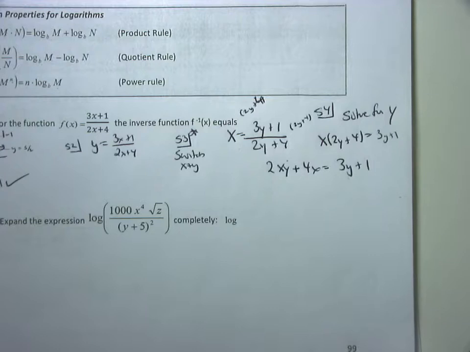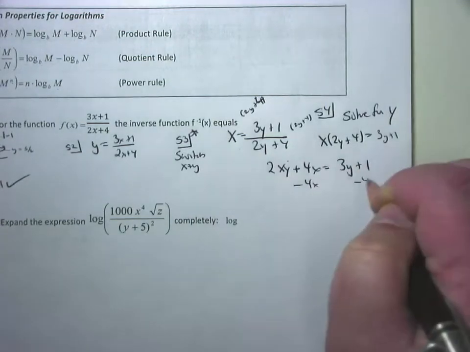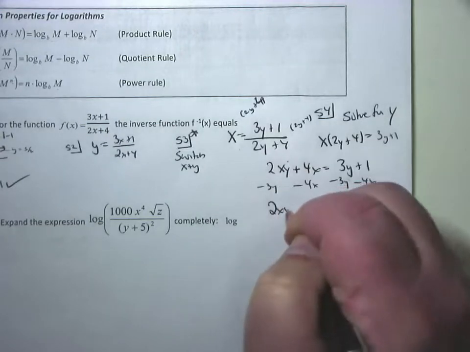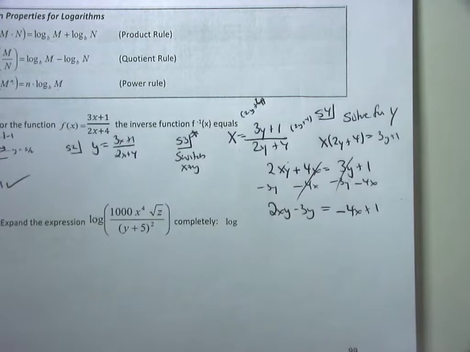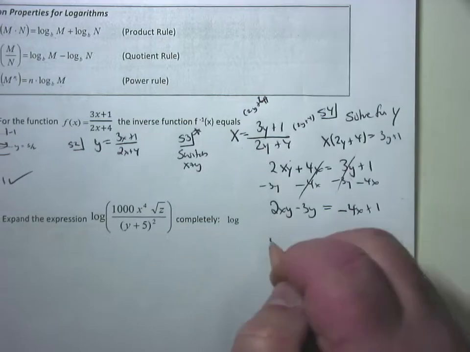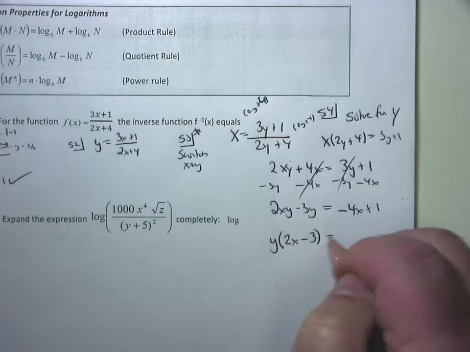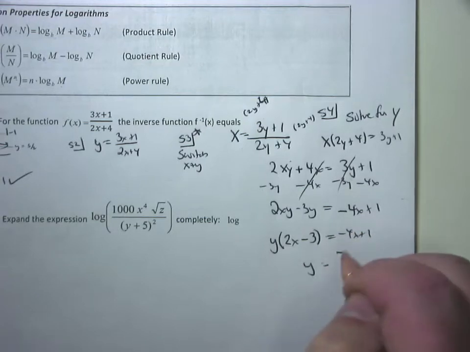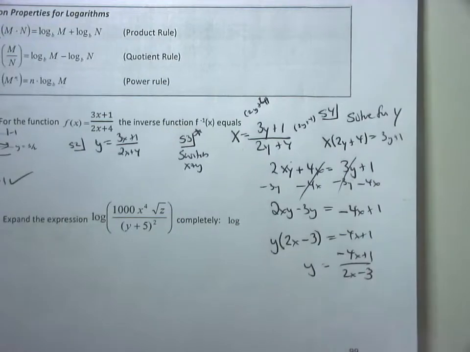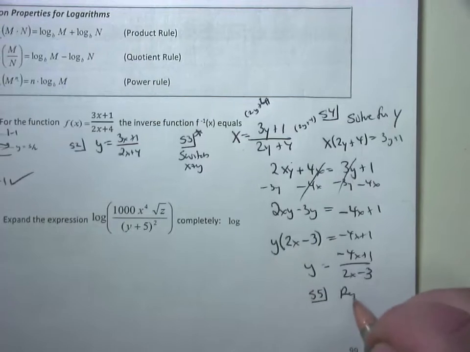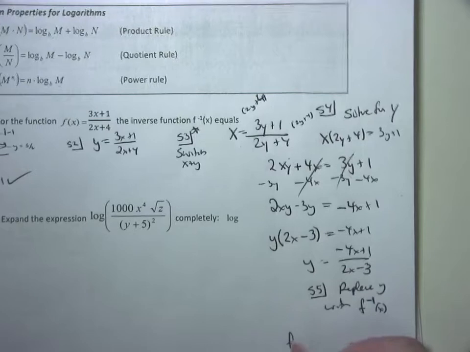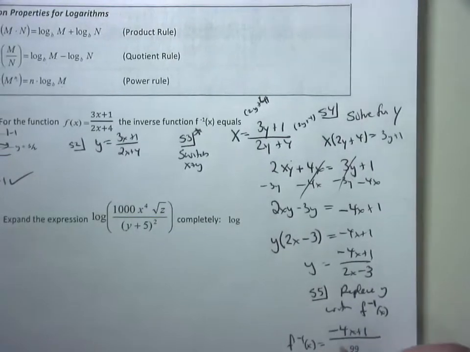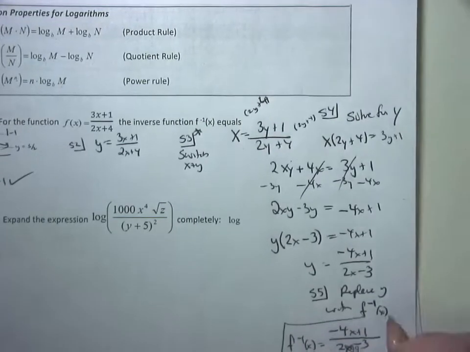Now solve for y. How do you solve for y? You juggle it. You get all the y terms on one side, all the non-y terms on the other. So I'm going to subtract 4x. I'm going to subtract 3y from both sides. That gives me 2xy minus 3y equals negative 4x plus 1. How many terms have y in it? 2 of them. Factor it out. You get y times 2x minus 3 equals negative 4x plus 1, and then divide. y equals negative 4x plus 1 divided by 2x minus 3. The last thing, step number 5, is replace y with f inverse of x notation. So the answer is f inverse of x is equal to negative 4x plus 1 divided by 2x minus 3. There's my answer.